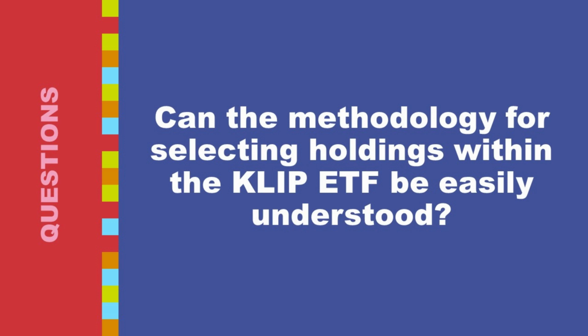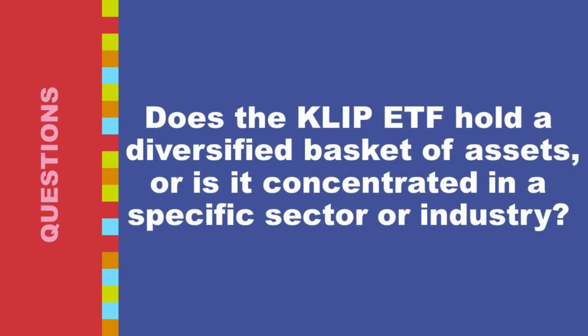Transparency. The holdings of KLIP and the CSI Overseas China Internet Index are usually publicly available on the issuer's website or financial data providers. This allows investors to see the exact companies included in the ETF and their weightings. Does the KLIP ETF hold a diversified basket of assets, or is it concentrated in a specific sector or industry?